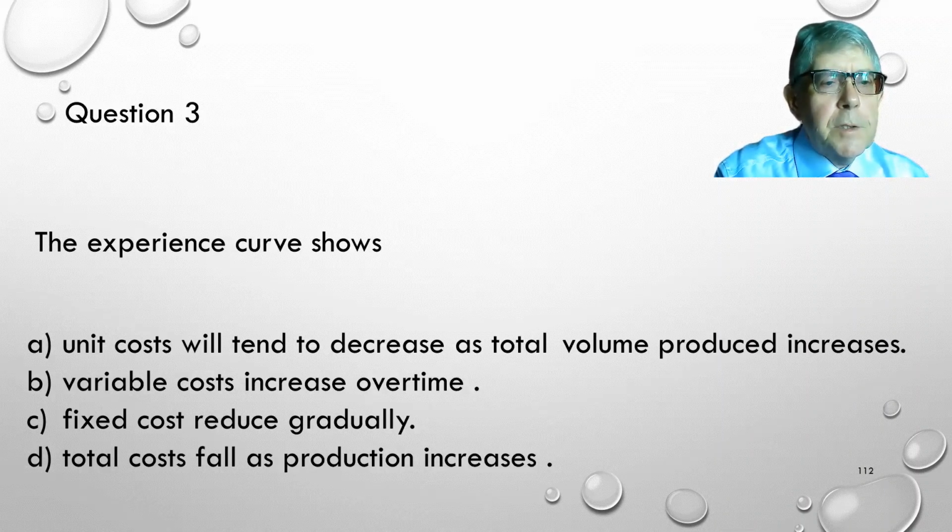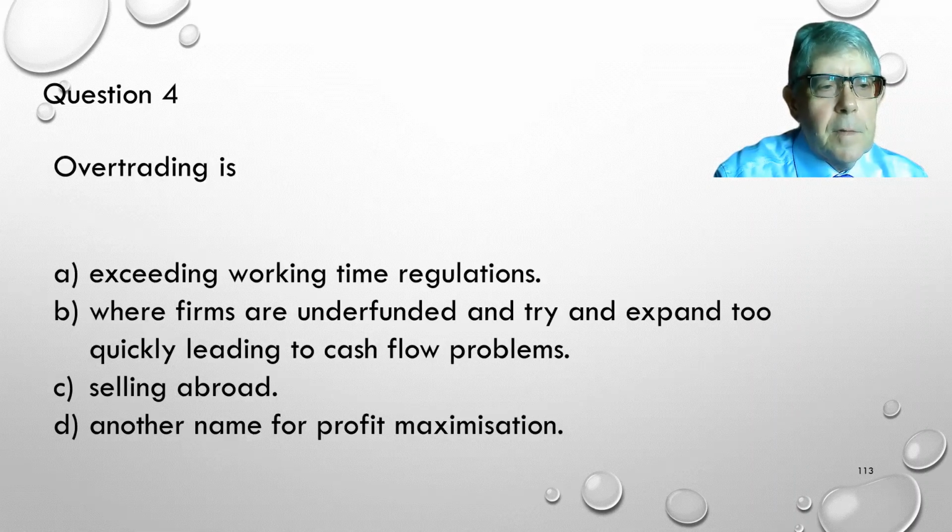Question 3. The experience curve shows A, unit costs will tend to decrease as total volume produced increases. B, variable costs increase over time. C, fixed costs reduce gradually. D, total costs fall as production increases. Question 4. Overtrading is A, exceeding working time regulations. B, where firms are underfunded and try and expand too quickly, leading to cash flow problems. C, selling abroad. Or D, another name for profit maximisation.